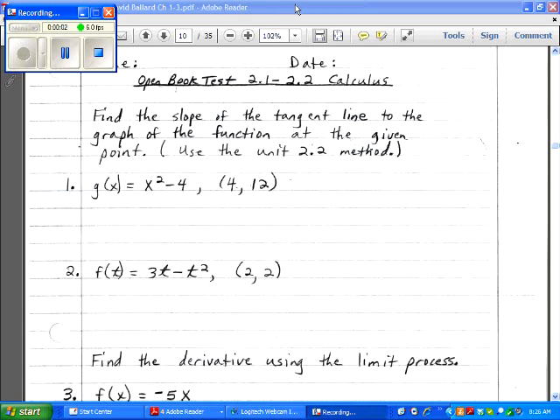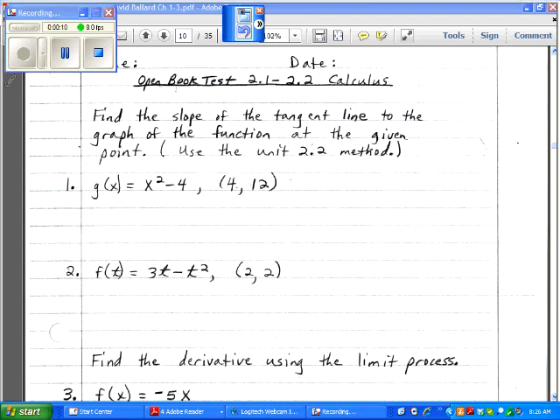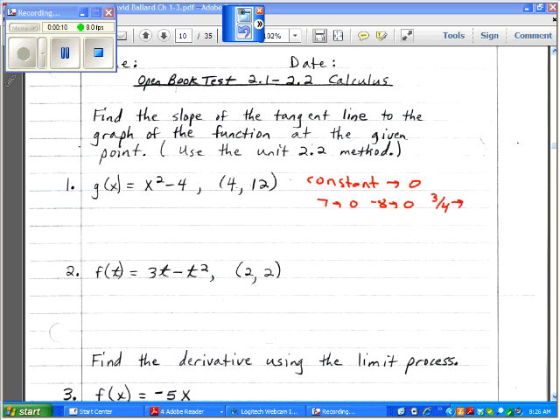Okay, we're doing open book test 2122 part 2, which is really 22. We're going to just kind of review the basic derivative rules. The derivative of a constant is 0, so the derivative of 7 is 0. The derivative of negative 8 is 0. The derivative of 3/4 is 0.